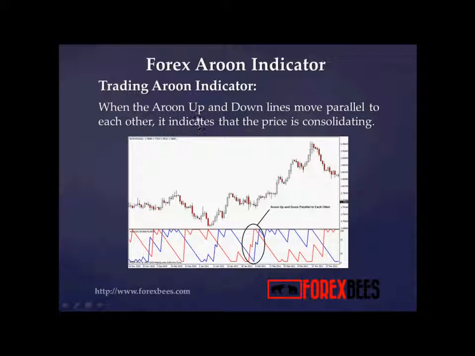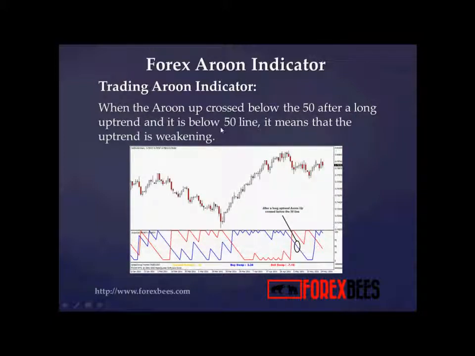When the Aroon up and down lines move parallel to each other, it indicates that the price is consolidating. In this picture, you can see the blue line and red line, which are the Aroon up line and Aroon down line, are moving parallel to each other, and you can see that the price is consolidating here.